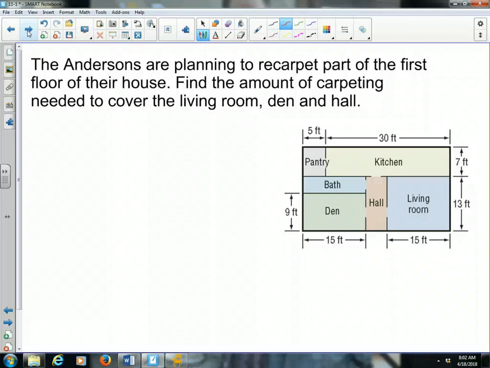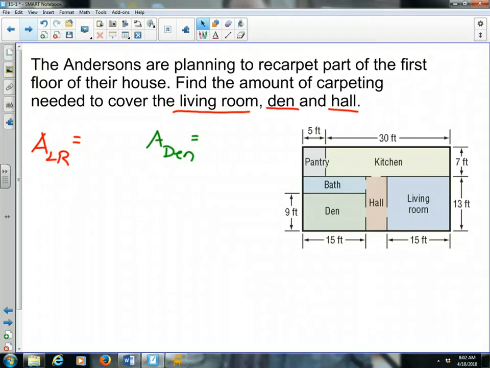Find the amount of carpeting needed to cover the living room, the den, and the hall. Evidently, they want the same carpet in those 3 rooms. This is a common problem when you go to a Menards or a Home Depot kind of a place. They sell carpet in square feet. So let's find the area of all 3 rooms. The area of the living room is this. The area of the den is this. And the area of the hall is this.